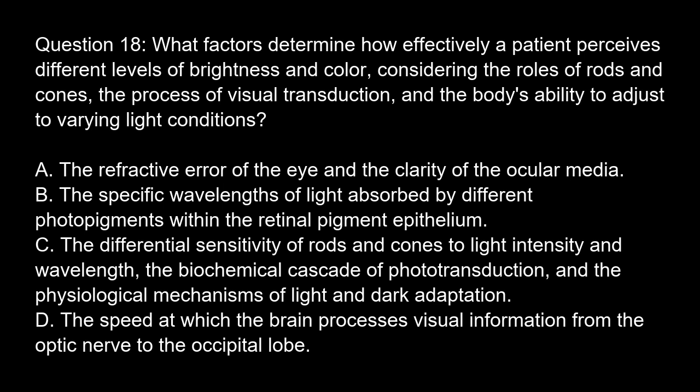Option B, the specific wavelengths of light absorbed by different photopigments within the retinal pigment epithelium. Option C, the differential sensitivity of rods and cones to light intensity and wavelength, the biochemical cascade of phototransduction, and the physiological mechanisms of light and dark adaptation. Option D, the speed at which the brain processes visual information from the optic nerve to the occipital lobe.